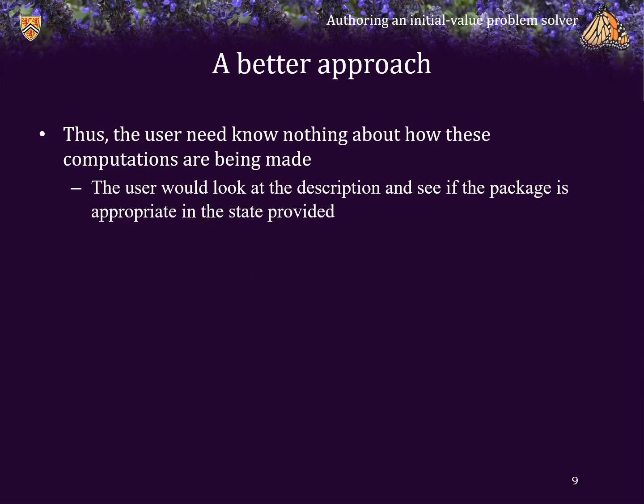All right. What's nice about this is the user has no clue as to how these computations are being made. They only know that, oh, I just have to create an instance and call the function operator on it with a specific t-value, and it will calculate the appropriate approximation. At this point, the user will simply look at the description of the package and determine whether or not it is appropriate to use. If not, the user will find a different way of approximating solutions to initial value problems.